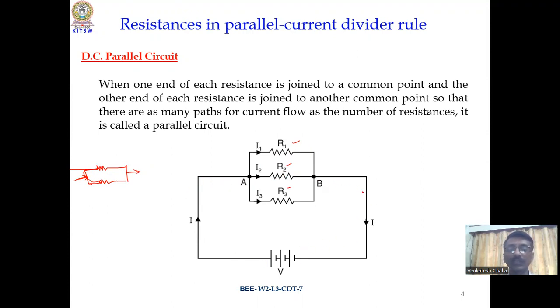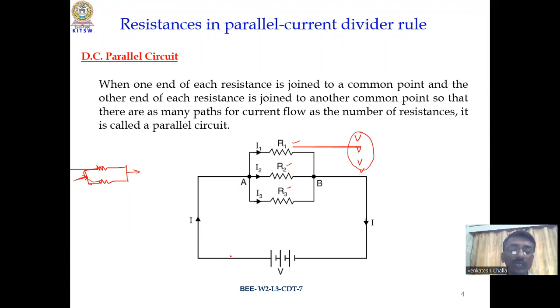This wire is not having any resistance. So it's nothing but this battery is also connected between A and B. So by seeing the circuit, we can say that voltage across R1 is V, voltage across R2 is V, voltage across R3 is V, and supply voltage is V. Same voltage is experienced by all the resistors when they are connected in parallel.